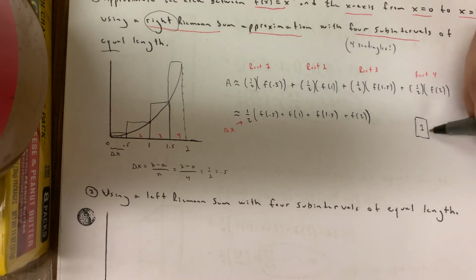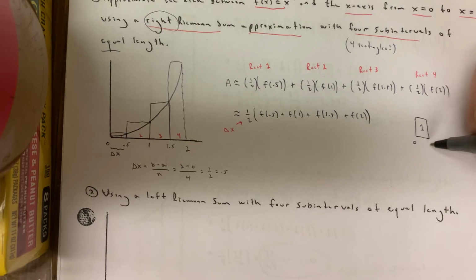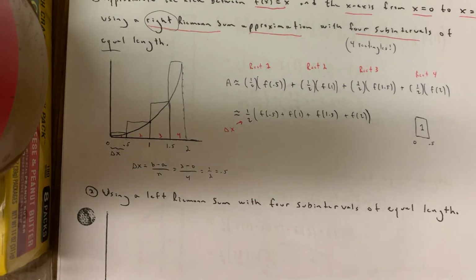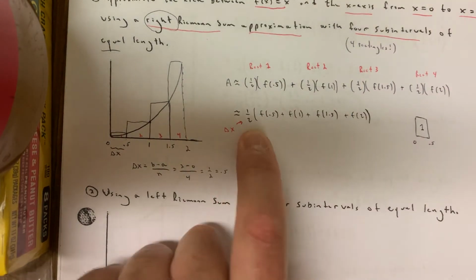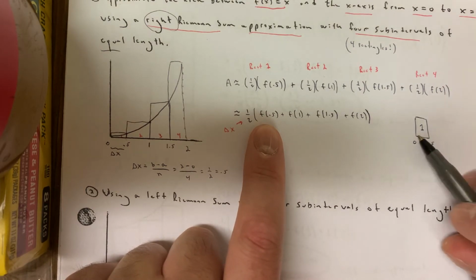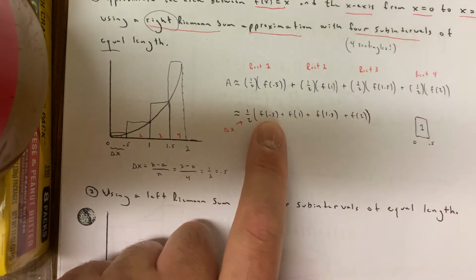But anyway, if you think about rectangle 1, it's going to start at the lower bound. We know it starts at 0. And it ends 1 delta x later, because that's the actual base right there. And then you think to yourself, okay, it's a right Riemann sum. I always start with delta x. My first f of, just think of the first rectangle. The first rectangle, the rightmost x value is 0.5. So the first f of is f of 0.5.